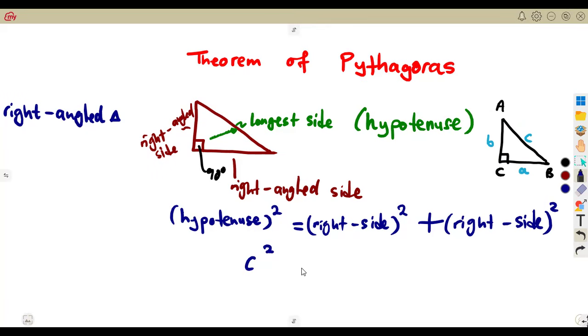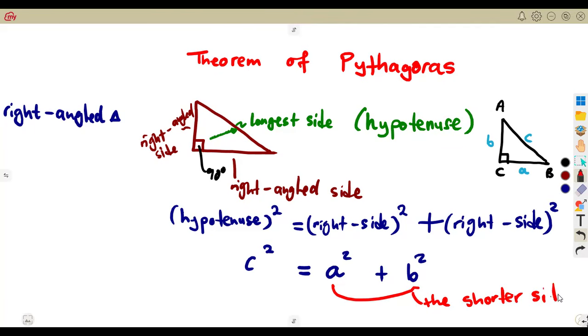So that C squared is equal to the right side squared. These are the remaining shorter sides that we see, the A and the B. So it is going to be A squared plus B squared. These are the shorter sides, meaning any order can be used. You can start with B, then you end up with A. You can start with A, it's up to you.